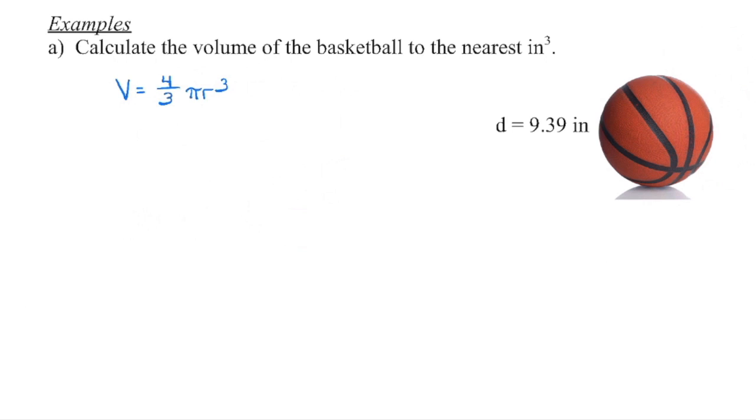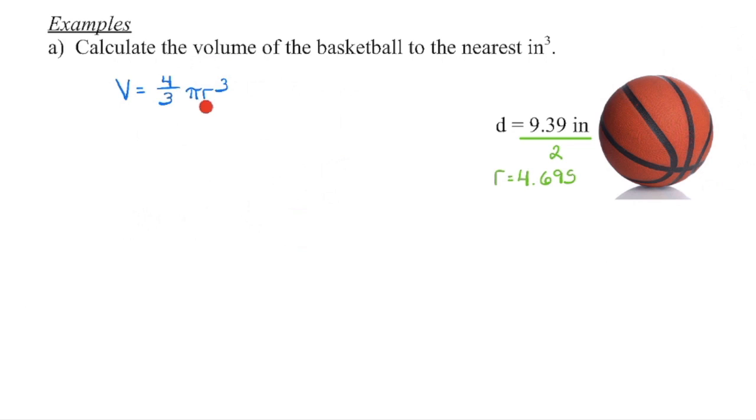In our first example, we're looking to calculate the volume of a basketball to the nearest cubic inch. Now, a basketball is a sphere, so we're going to begin with the formula for a sphere, and we need to find the radius. We're given the diameter, so we can divide that in half, and when we do that, we've got the value of the radius.